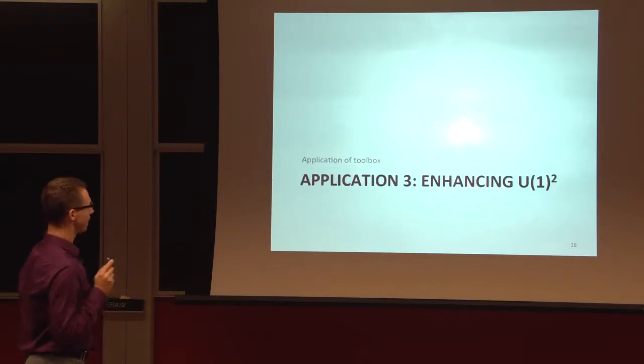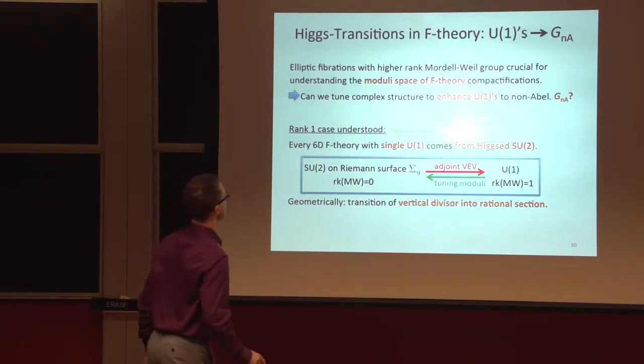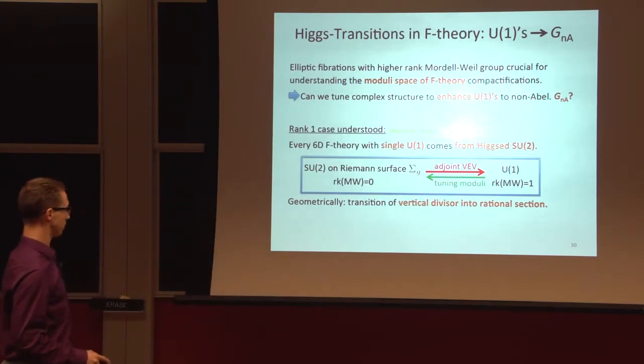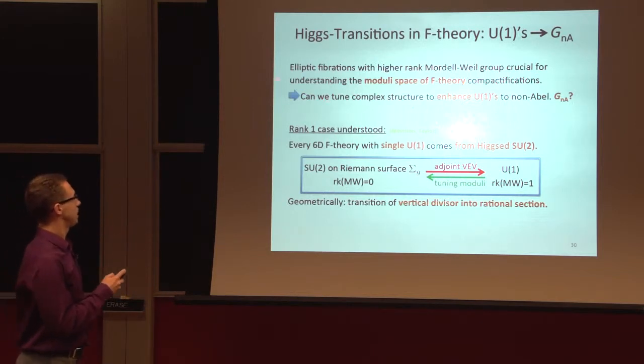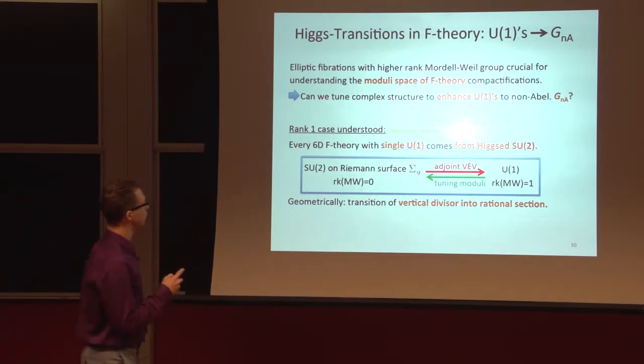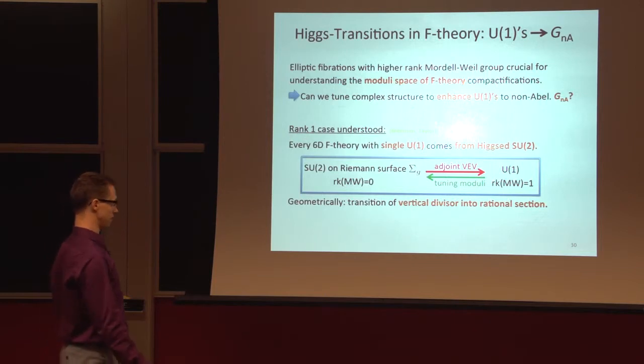So, last but not least, the third application, and that's the moduli space of F theory. And it turns out that it is crucial to have elliptic fibrations with higher rank Mordell-Weil groups for the global understanding of the moduli space of F theory.